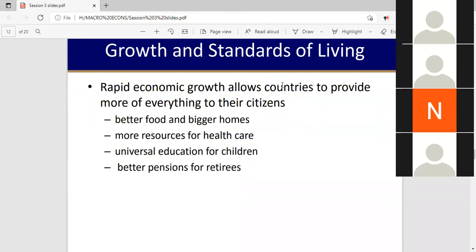Okay, so these are other importance of economic growth. I remember when I was defining development, I told you about this. Rapid economic growth allows countries to provide more of everything to their citizens, and if these things are happening, then we have development. Better food and bigger homes, more resources for healthcare, universal education for children, better pension for retirees. If all these things happen in an economy, then we could confidently say that the economy is developing. So from growth, we could have economic development. As we are growing, our economy will be growing as well, and as the economy is growing, there will be development in the economy.